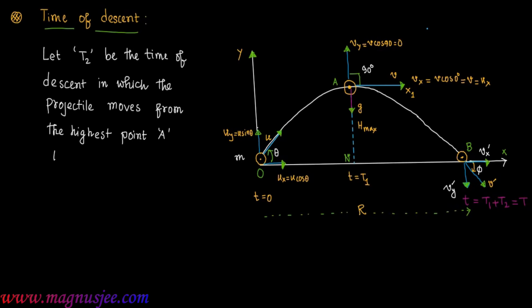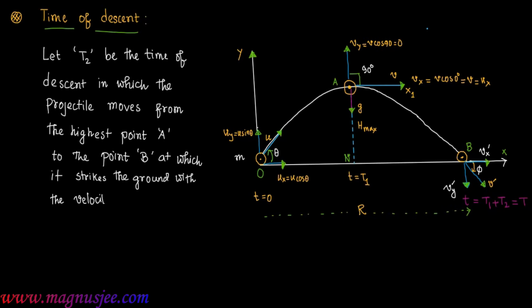The projectile moves from the highest point A to the lowest point B, at which it strikes the ground with the final velocity v prime at an angle phi with the ground, or with the horizontal. So T2 is the time in which the projectile moves from the highest point A to the point B at which it strikes the ground with the velocity v prime. So here T2 is the time of descent. In the diagram, this is the ground, and at the point B, v prime is the final velocity with which the projectile strikes the ground at an angle phi with the horizontal direction.